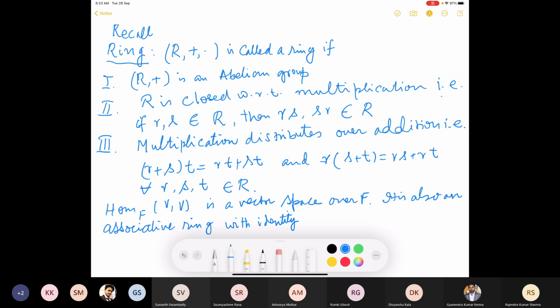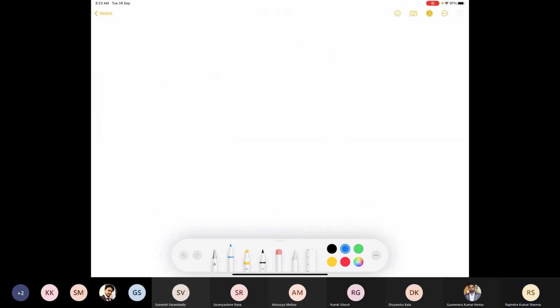Okay. This is the map, the identity homomorphism. But it has even more interesting properties. We define what is called an algebra. So let us say what is called an algebra.